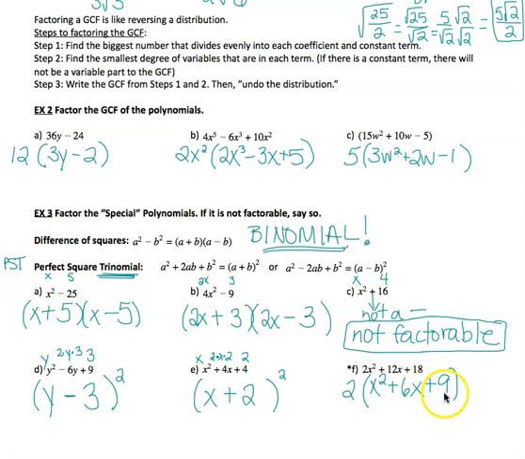Because what is left in my parentheses is further factorable. It's a trinomial, which means that we're looking at PST. So PST, I check it. Square root of x squared is x. Square root of 9 is 3. Is the middle 2 times x times 3? It sure is. So that means this parenthesis here that I had after my 2 is now a PST and is going to factor as a single parenthesis squared.